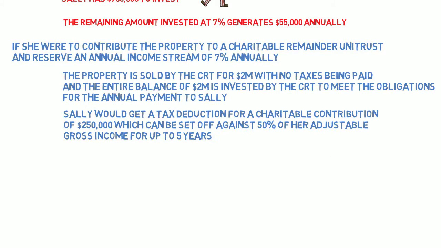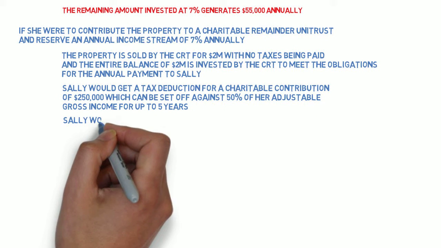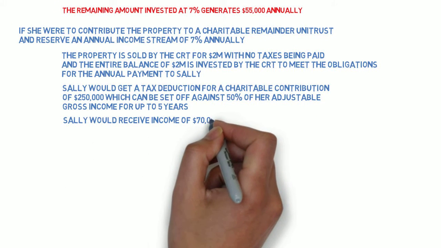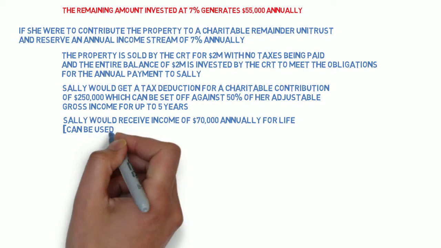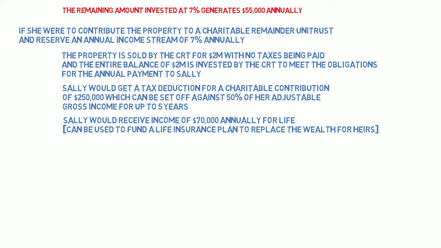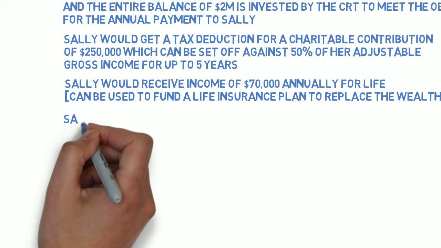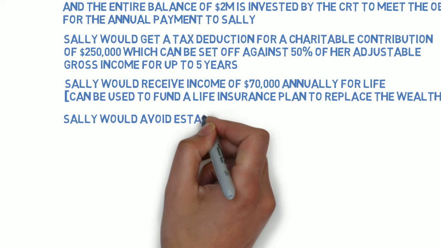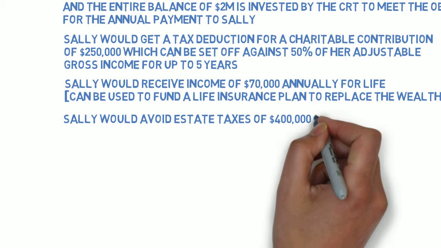Sally would get a tax deduction for a charitable contribution of $250,000, which can be set off against 50% of her adjusted gross income. She can carry that forward for up to 5 years. She would receive annually $70,000. Let's say that the interest that she's receiving on the unitrust version is 7% for the average. The $70,000 annually would be for life. You can actually have a fixed amount too, where it's a $70,000 payment per year guaranteed.